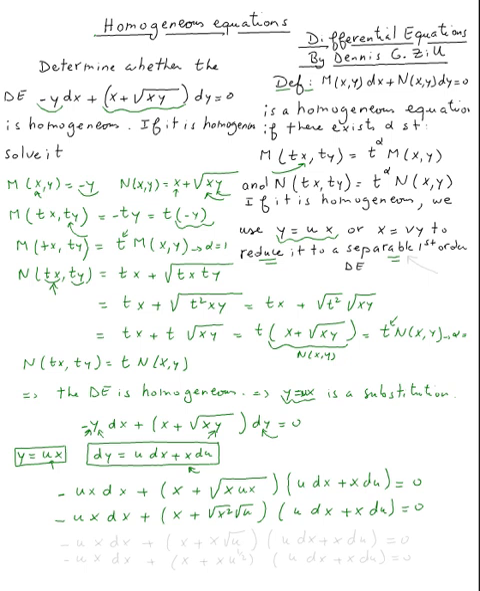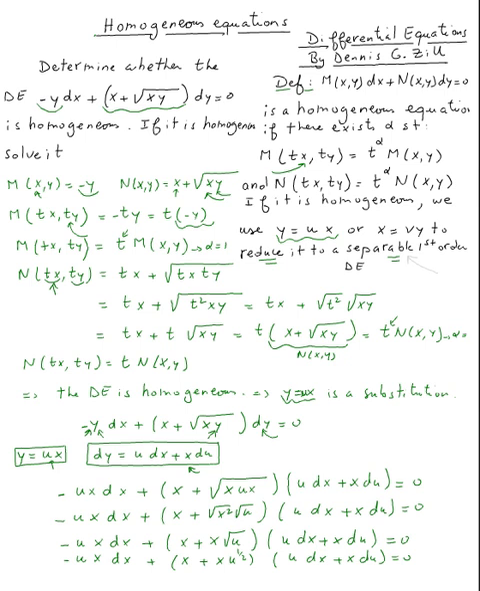But of course, square root of x squared is just x. Let me show all the steps. Minus ux dx plus x times square root of u, and then u dx plus x du is equal to 0. This is minus ux dx plus, all I'm doing here is writing square root of u as u to the 1/2 before I distribute. u dx plus x du equals 0.